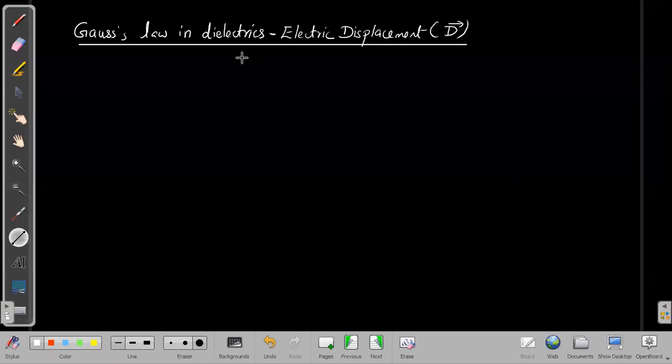So today we will discuss Gauss's law in dielectrics, or basically in insulators, and we'll introduce what is meant by electric displacement. So far we have discussed the effect of an external electric field on dielectrics. If you have an external electric field applied to a dielectric, we know that there will be a polarization induced.